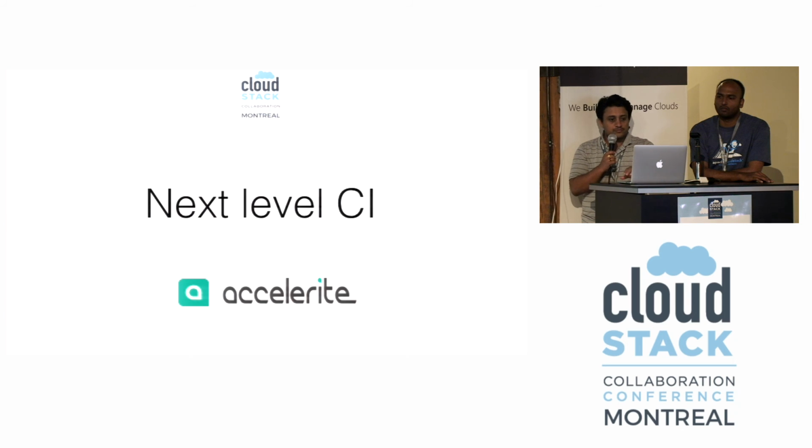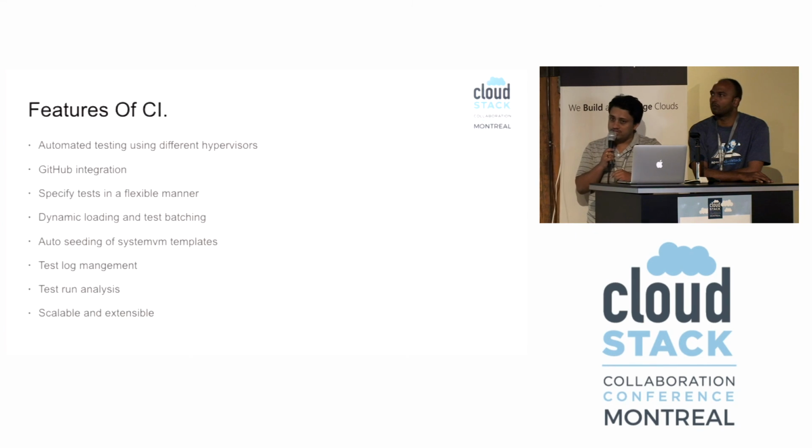After all the thought process, we started developing it, and these are the features it supports as of now. It's completely automated and it can work on different hypervisors. As of now we only support KVM and Xen, but we plan on adding support for VMware and Hyper-V as well. And we have a GitHub integration that looks up all the PRs that are not tested yet or which have been modified, and these get queued up in the test queue.